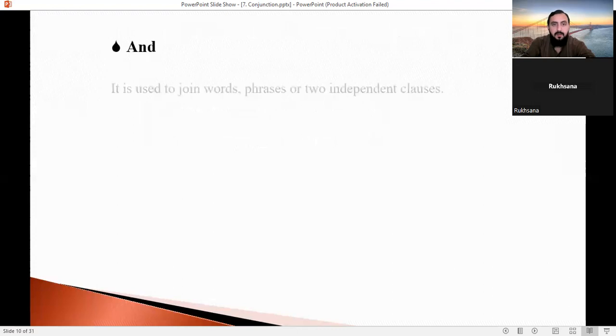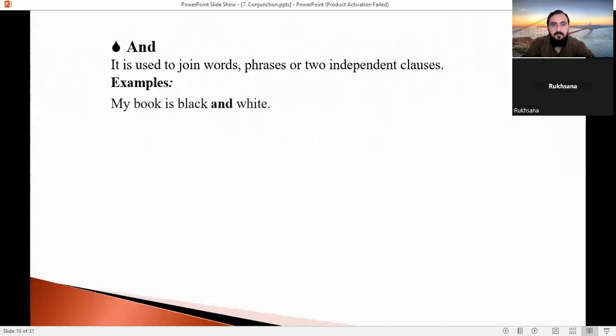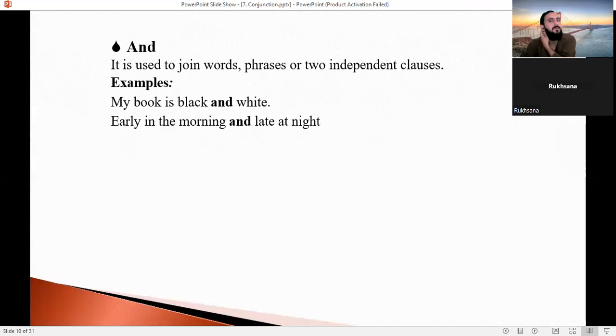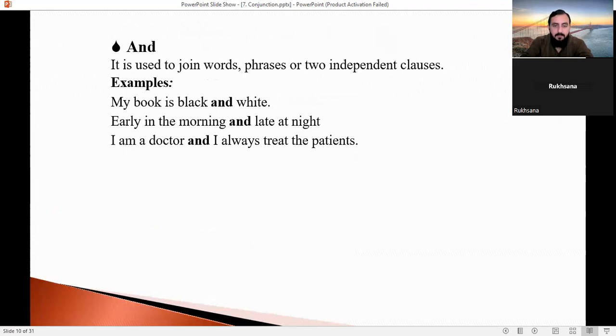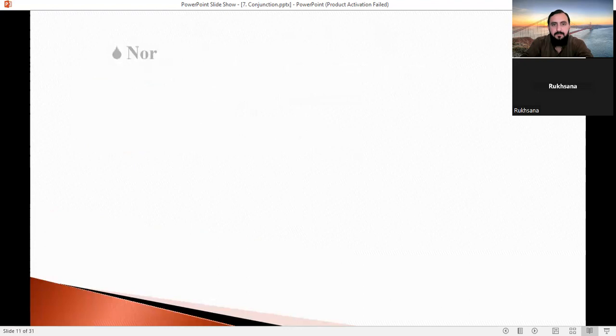And it is used to join words, phrases, or two independent clauses. For example, my book is black and white. Black and white are two words. Early in the morning and late at night are phrases. I am a doctor and I always treat the patients. These are sentences, two independent clauses.